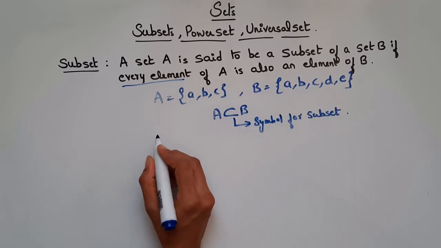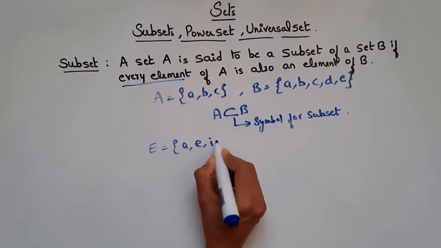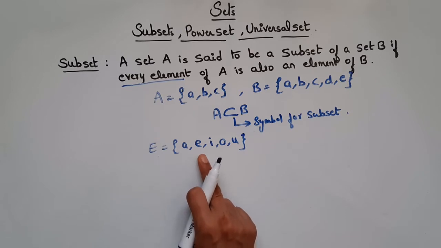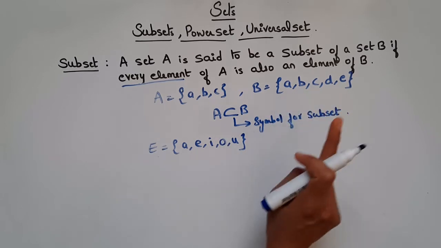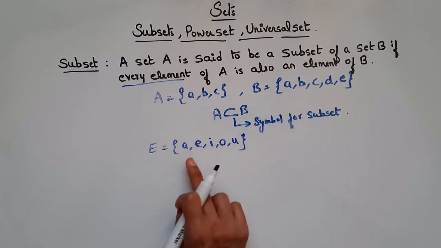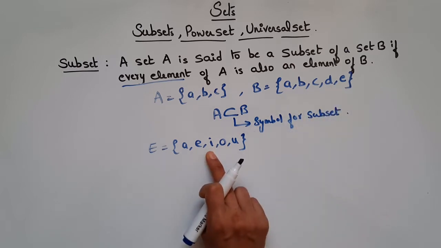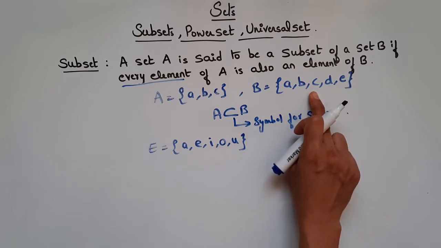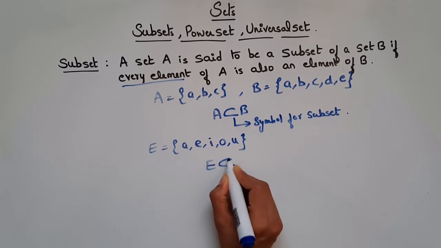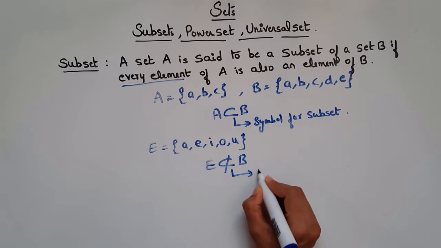Now let me give another set. Let's say set E, whose elements are A, E, I, O, U. Now let's see if set E is a subset of set B. That means every element of set E should be present in set B. Let's check. So we have A, E is also there, I, but we don't have I here. So therefore, we can say set E is not a subset of B. So this is a symbol we use for not a subset.